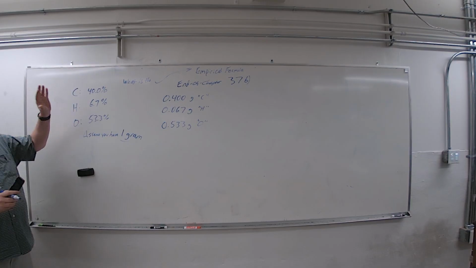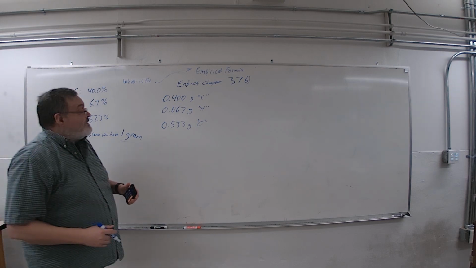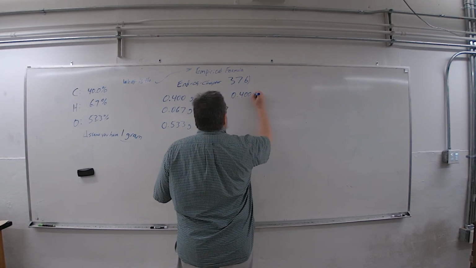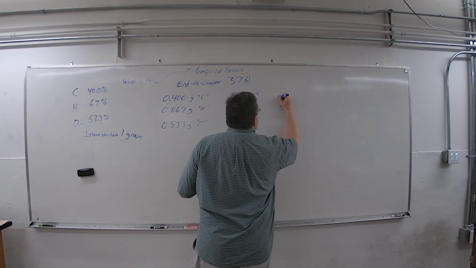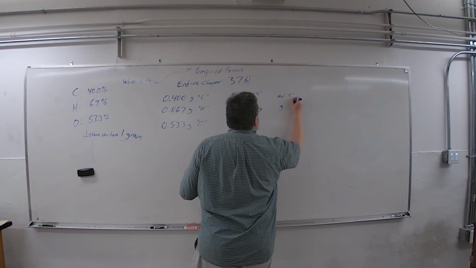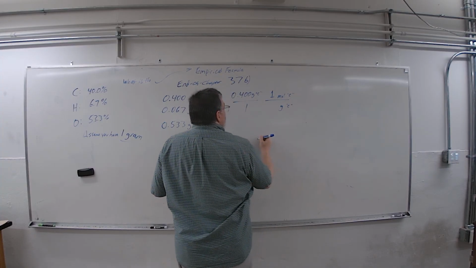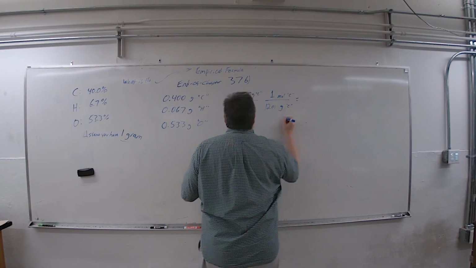This is percent by weight, not percent by moles. It's always percent by weight, not percent by moles. All right, so it is a longer walk. If I have 0.400 grams of carbon, grams, moles, carbon. 1 mole of carbon is 12.01 grams.